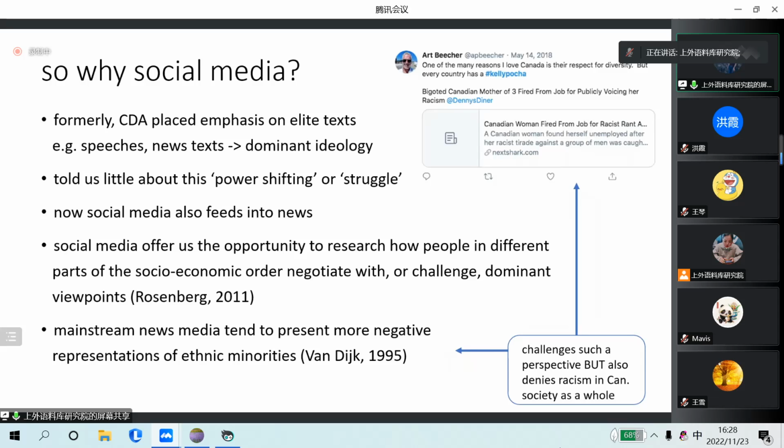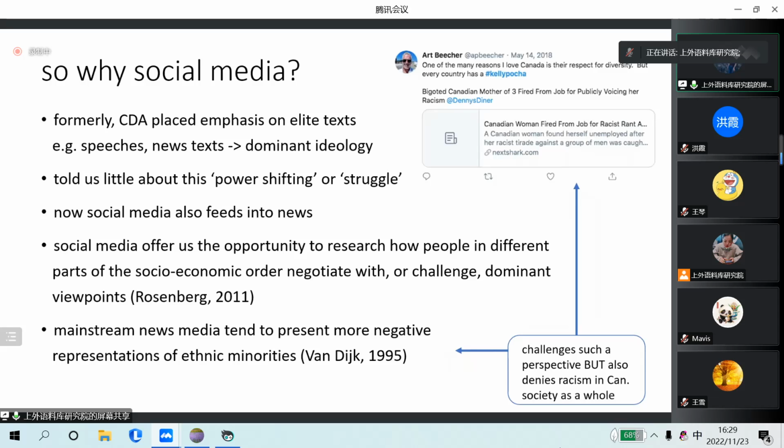So in other words, to sum this up, why social media? Well, formerly CDA placed emphasis on these elite texts, as we've seen already: speeches, news texts. But my argument is that we saw a lot of dominant ideology there, and it told us little about this struggle in our society, about power shifting. Now, social media does do that, yeah?